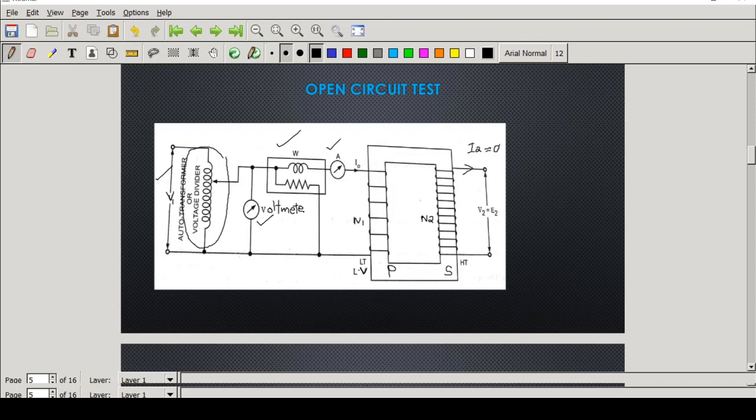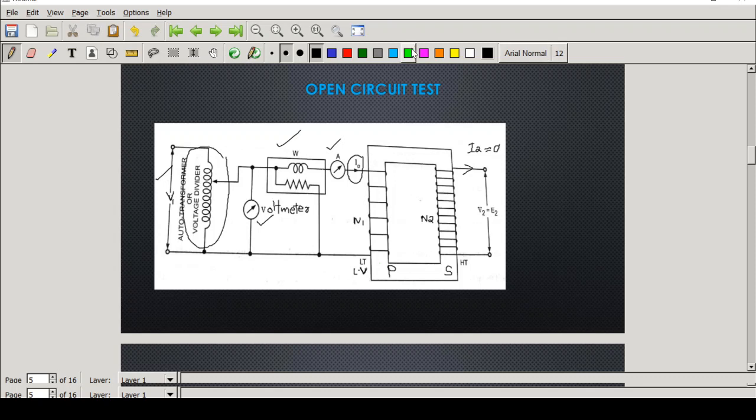So this is no load condition or open circuit condition. So what will the ammeter give? What will be the reading of the ammeter? Ammeter will give current I0. What is current I0? Current I0 is the current that the transformer takes during the no load condition. Okay, so we will get the value of I0 and V1. Now what about the wattmeter?